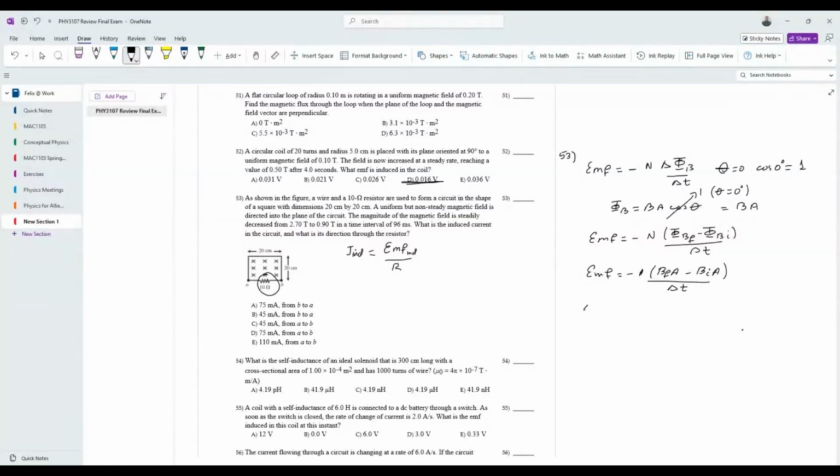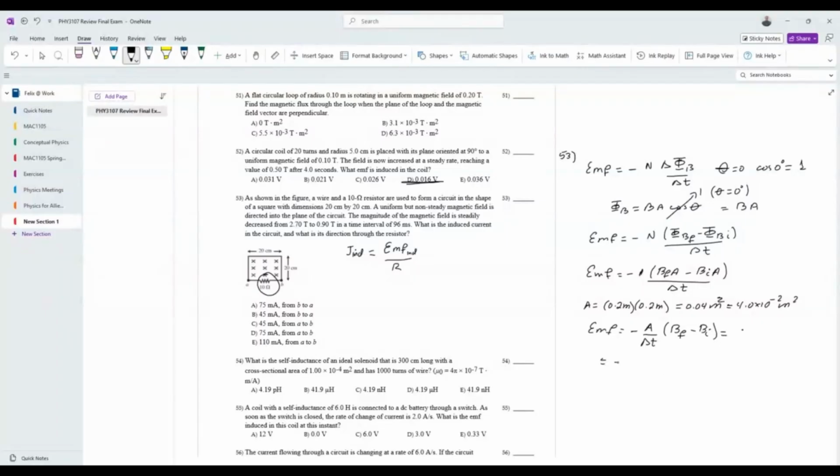We know this area is 20 centimeters by 20 centimeters, so it's 0.2 meters, because 20 centimeters is equal to 0.2 meters, times 0.2 meters, which is 0.04 square meters, or 4.0 times 10 to the negative 2 meters squared. So this electromotive force that is being induced will be negative, then we have the common factor area and delta t, and then B final minus B initial.